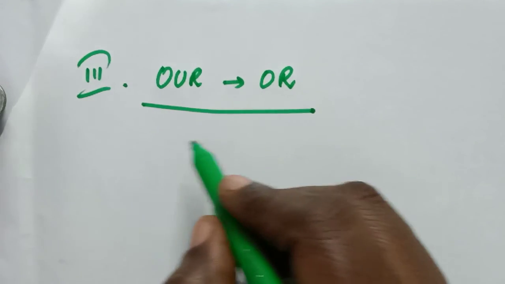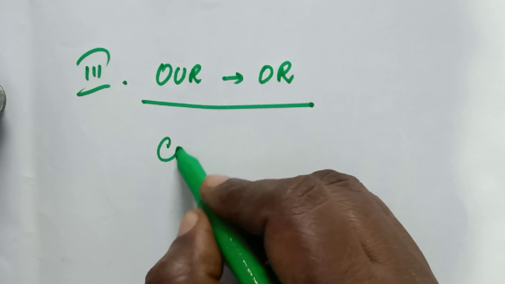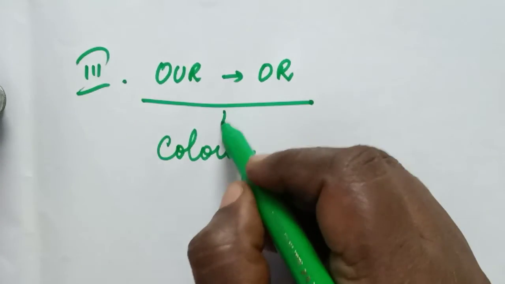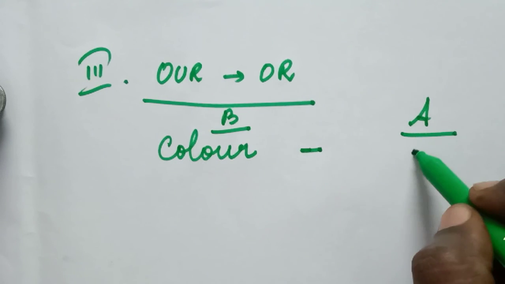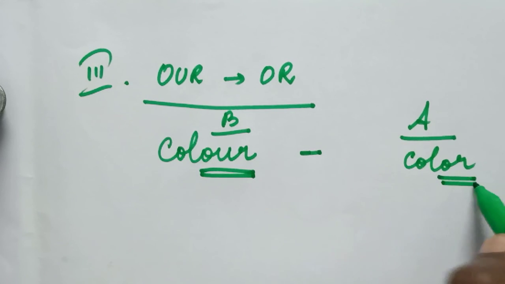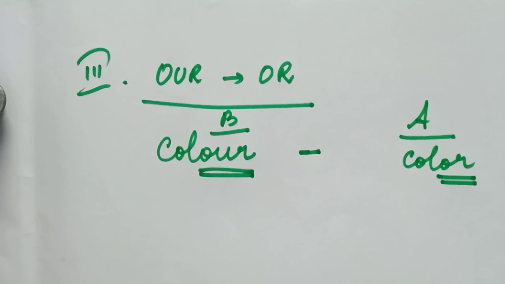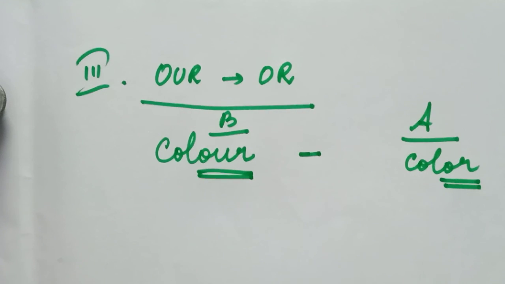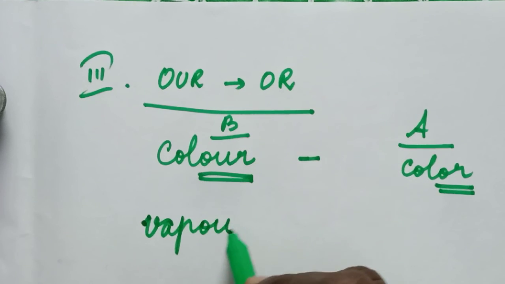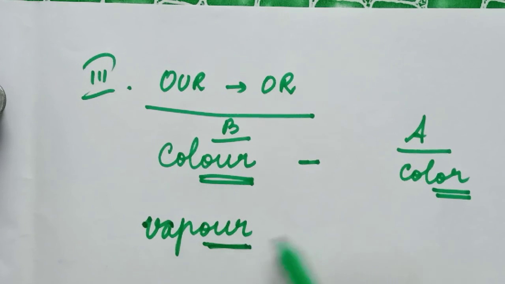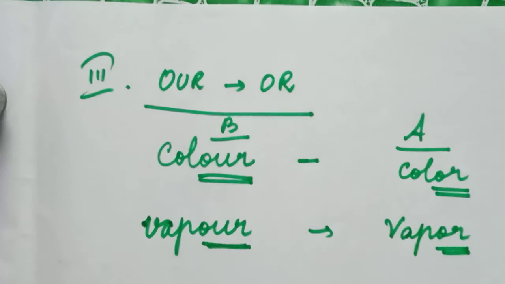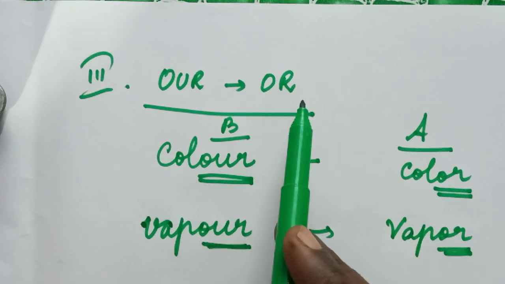For example, we can say colour. C-O-L-O-U-R is the spelling for British, and for American they use C-O-L-O-R. So this OUR is changed to OR in American English. Understood? We have some other words, like vapour. You know vapour, right? So OUR is again converted into OR. The third type is OUR to OR.